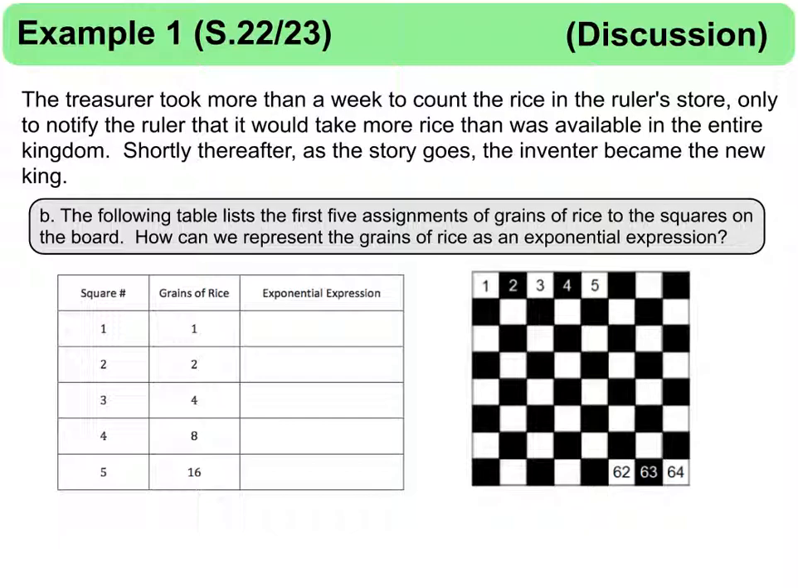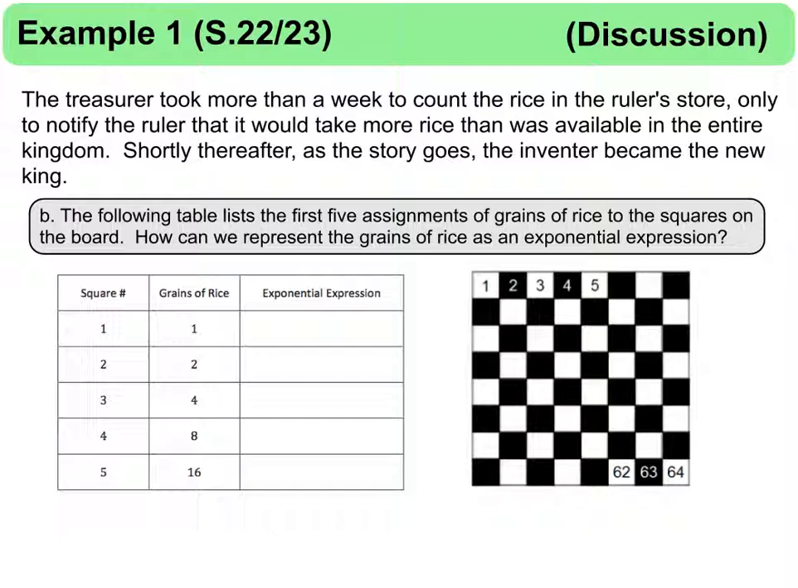So the example continues to look at saying that the treasurer took more than a week to count the rice in the ruler's store, only then to notify the ruler that it would take more rice than what was available in the entire kingdom. Shortly thereafter, as the story goes, the inventor became the new king of the kingdom, because it was the only way that the king could pay back the inventor for his price, because he did not have enough rice in his stores in order to develop it.